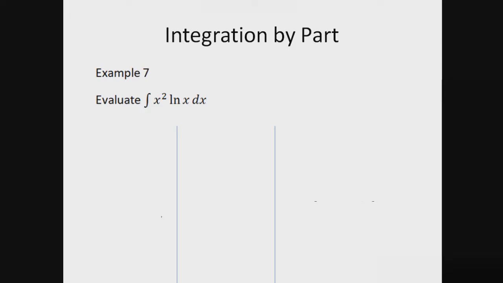Evaluate the integral of x squared ln x dx. By LIPET, we have to choose ln x as u. So we get u is equal to ln x. And the rest of the integrand, which is x squared dx, we choose as dv is equal to x squared dx. So let's solve this one by one.